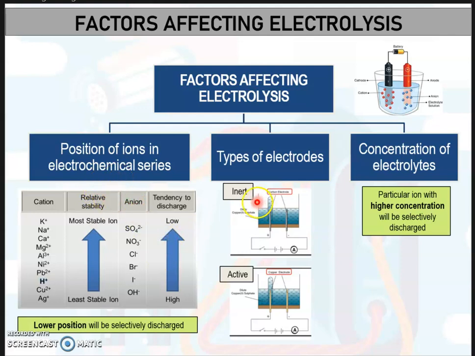The second one is types of electrode that we use. Either we use inert electrode or active electrode. And the last one, number 3, also depends on the concentration of electrolytes. Ion with higher concentration will be selectively discharged.